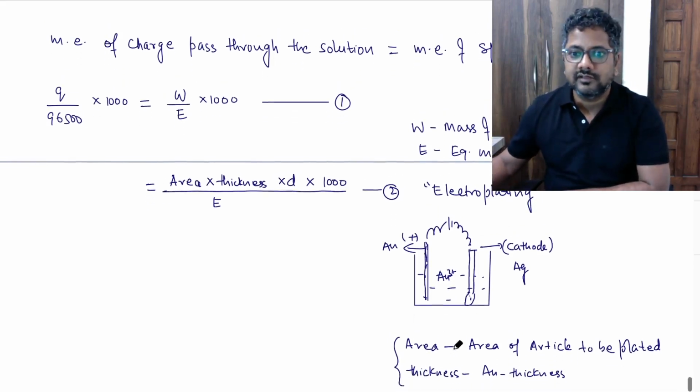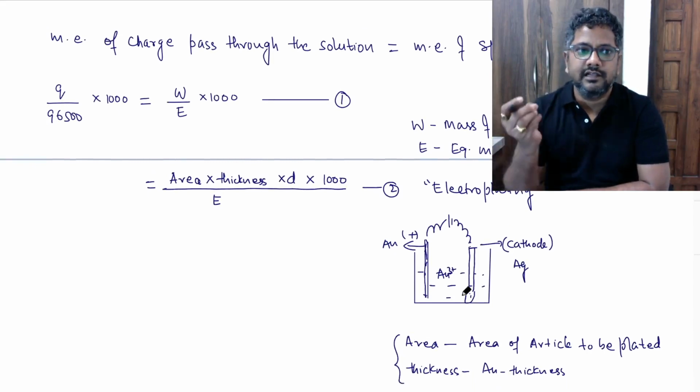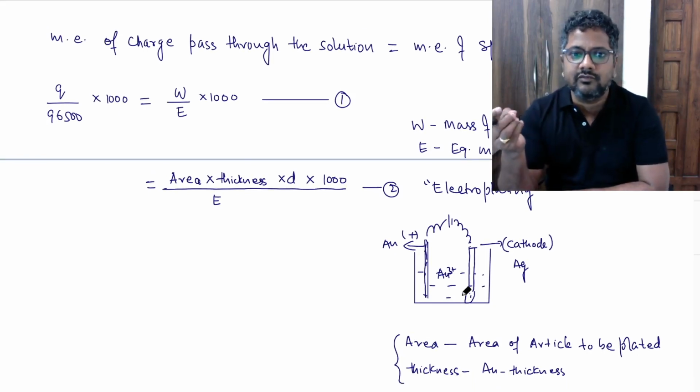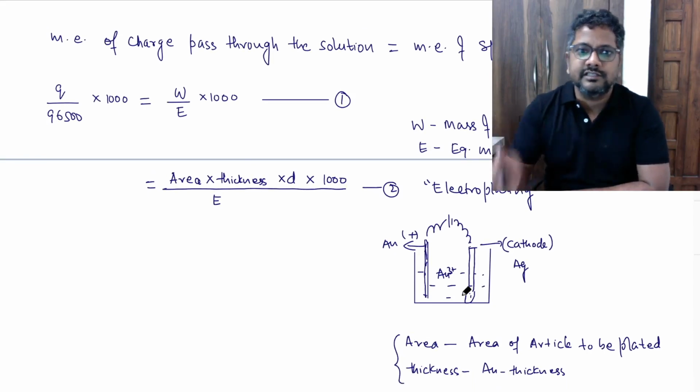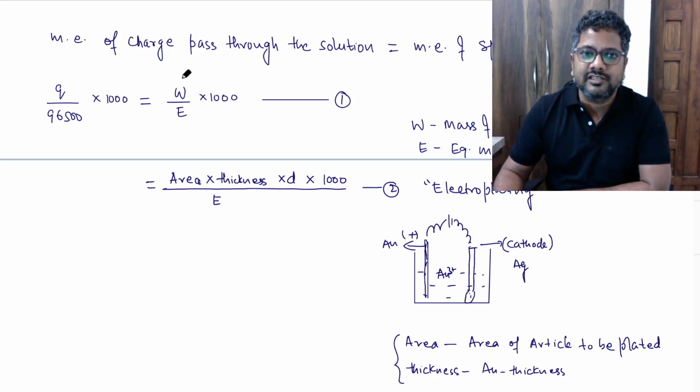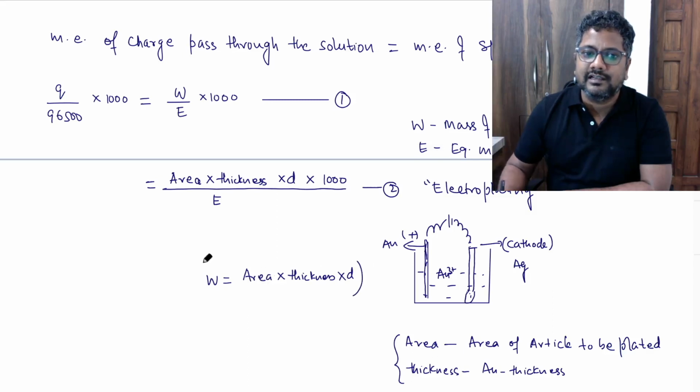Volume: area into thickness gives you the volume. Volume into density is the mass. So basically I have changed this formula. W is equal to area into thickness into density. In place of W we can write this.